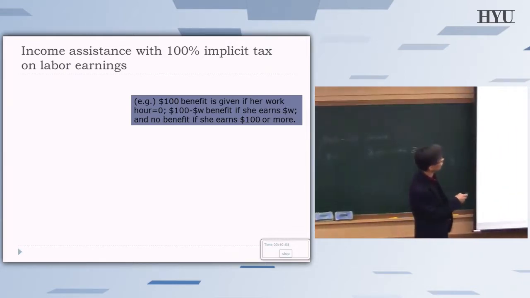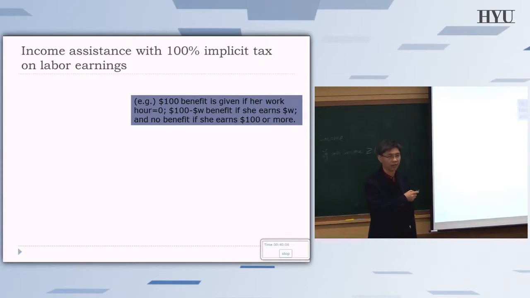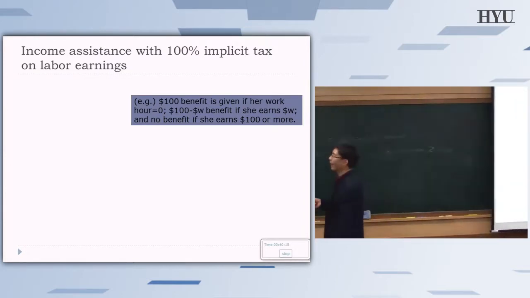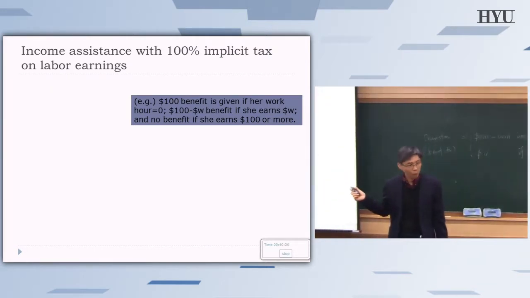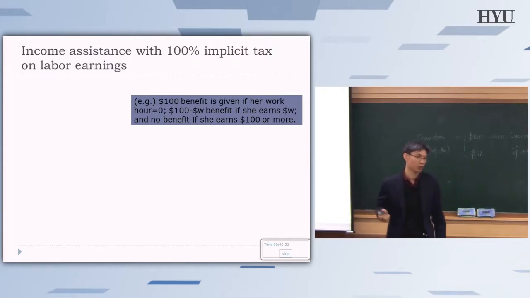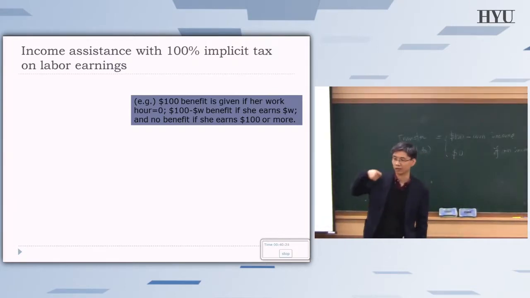That's why we use the term implicit tax. It's not explicitly taxed, but implicitly, it's just another form of a tax. Got it? And the tax rate is what percent? 100%. She gives everything as tax to the government.